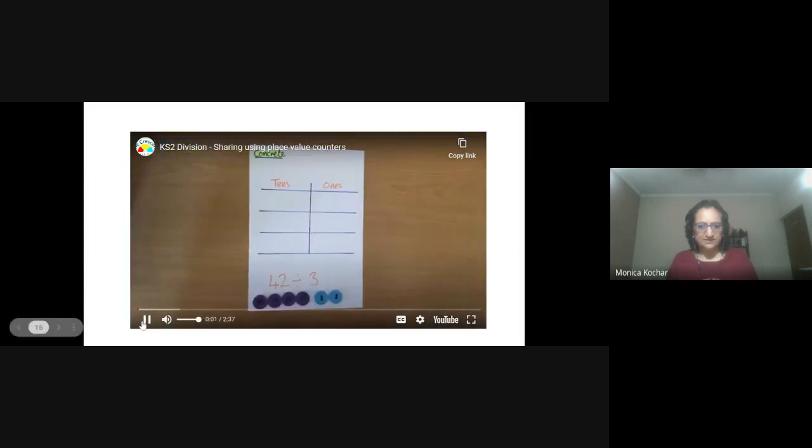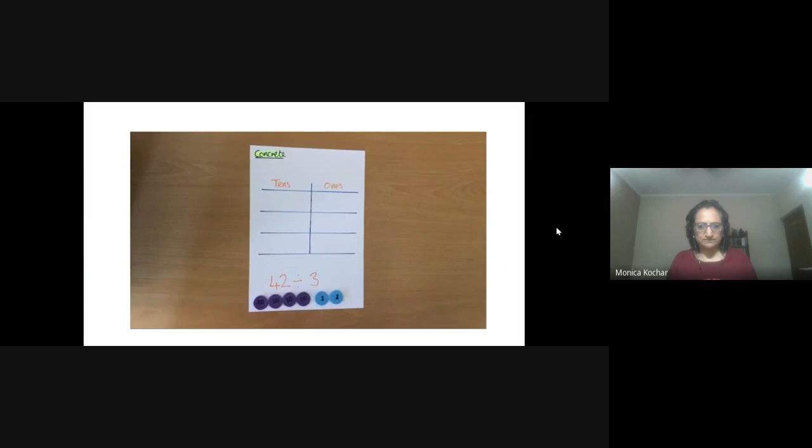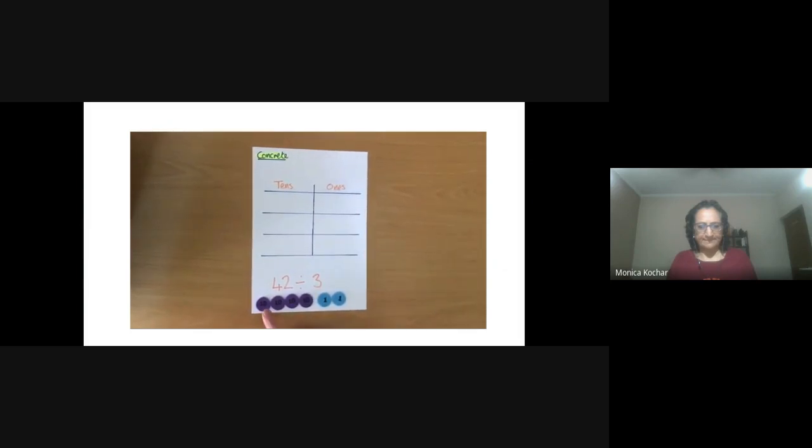This is the same question, 42 divided by 3, which we did using ice cream sticks in the worksheet that I shared with you. Sharing using place value counters. We're going to look at the calculation 42 divided by 3. As you can see here, I've got my place value counters to the value of 42. 10, 20, 30, 40, 41, 42.